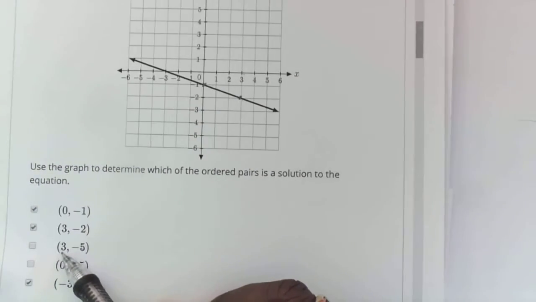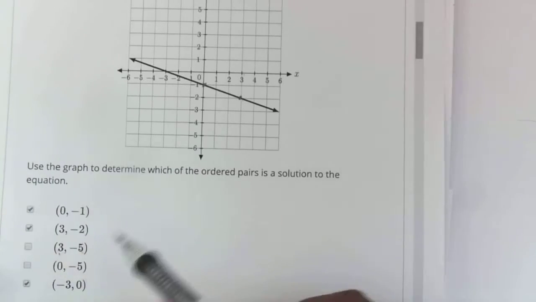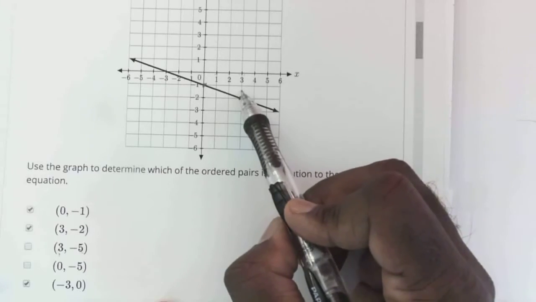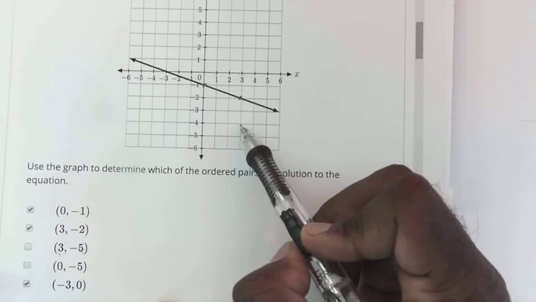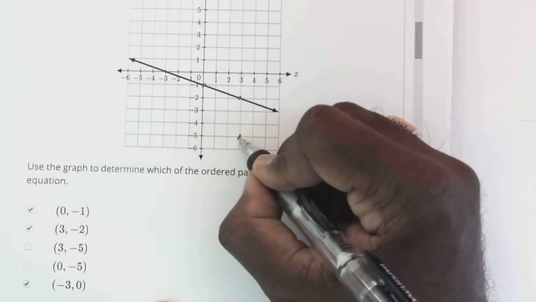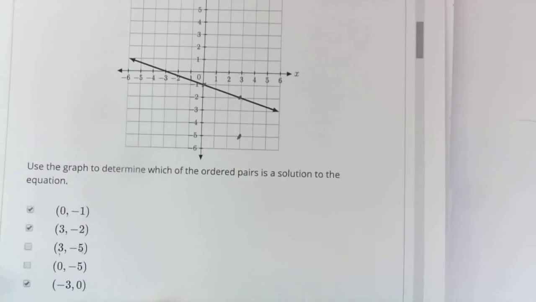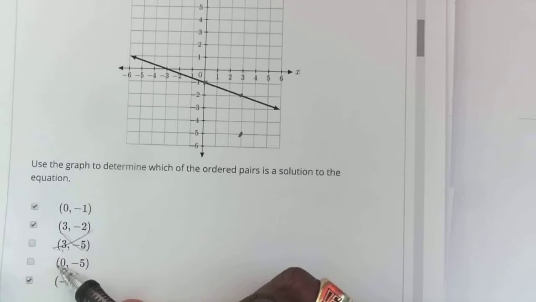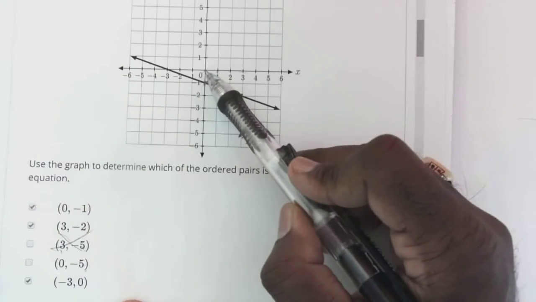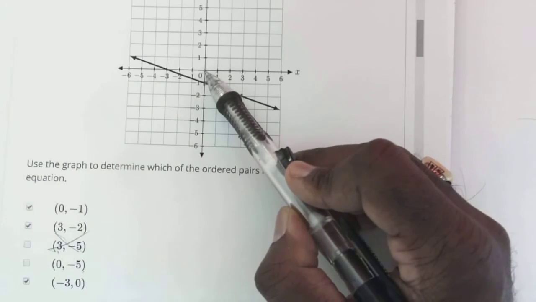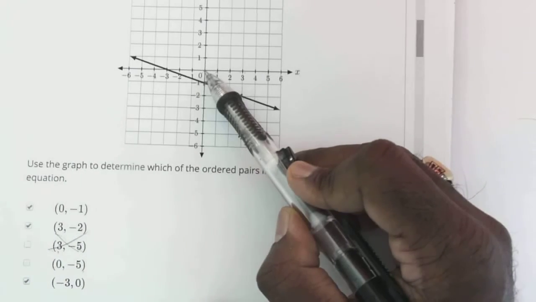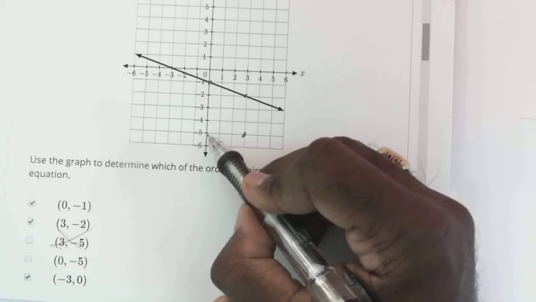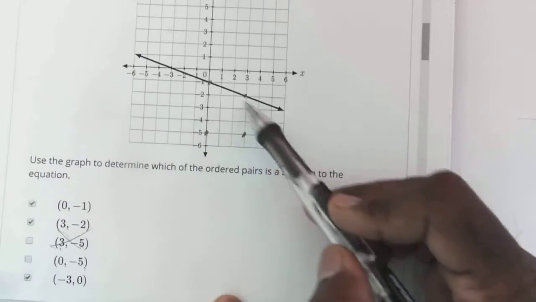(3, -5). X is equal to 3, y is equal to -5. So starting here, x is 3, y is -5, so we go down 5. Too far, it's not on the graph. So we know that it's not a solution. Same thing with (0, -5). X is 0, so you don't go left or right. Y is equal to -5, so you just go down 5, which is right there, and it's not on the graph.